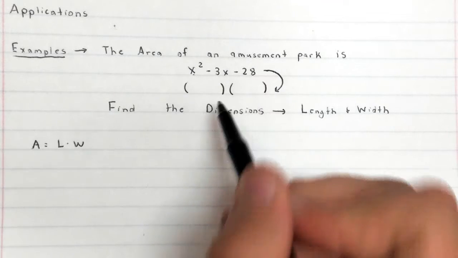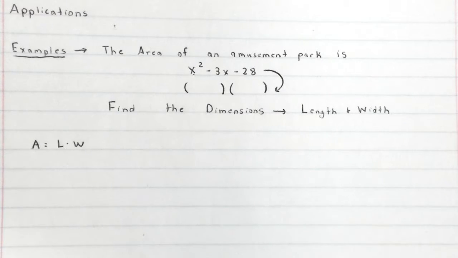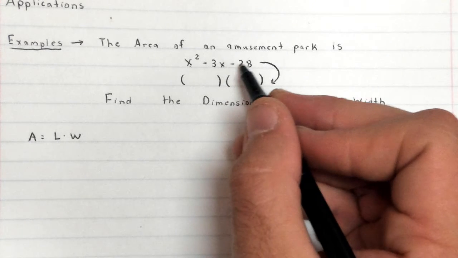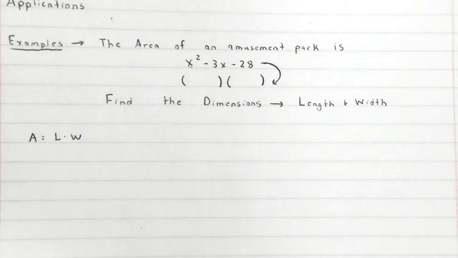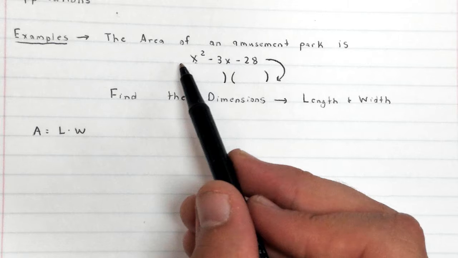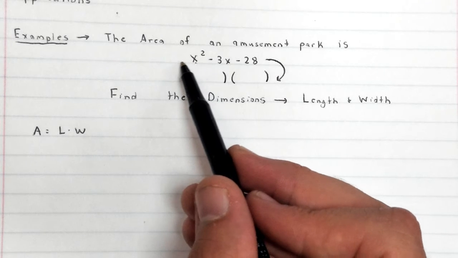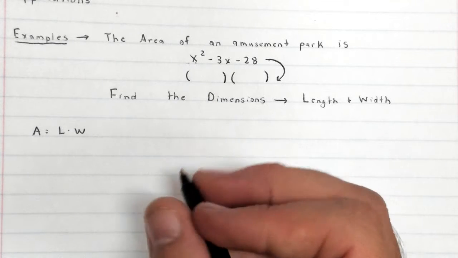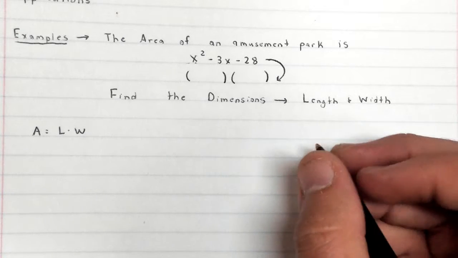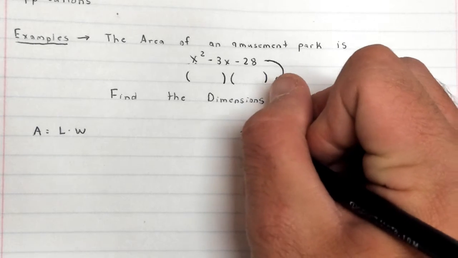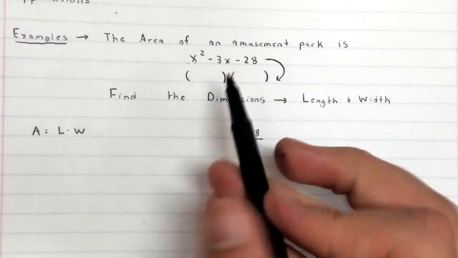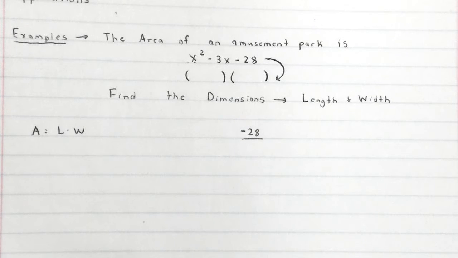I want the factors. I want the two things that multiply to give this. Well, I'm going to factor this, the skill that we have been working on. This looks like a trinomial with no a number up front, so I think I can do this pretty easily. I want the factors of negative 28 that combine to give negative 3.